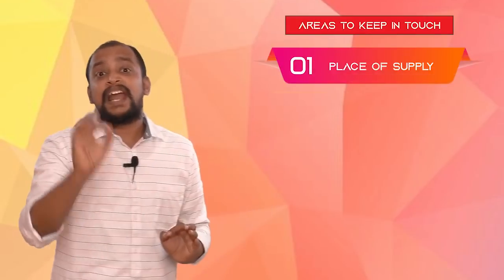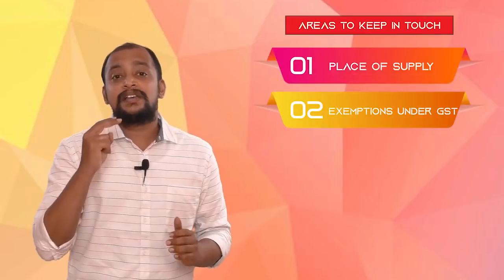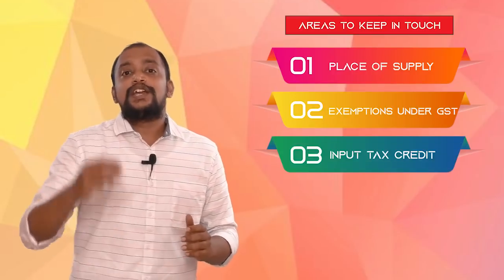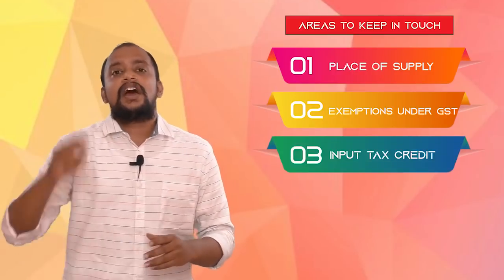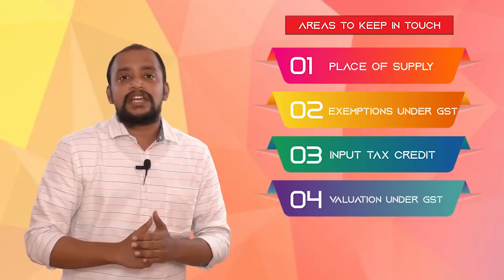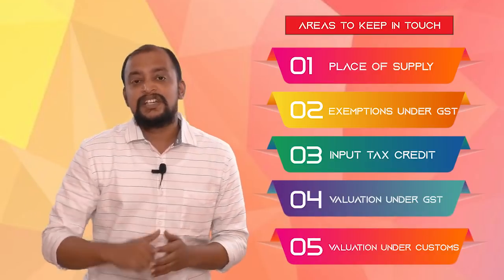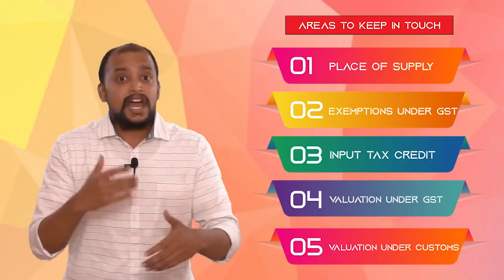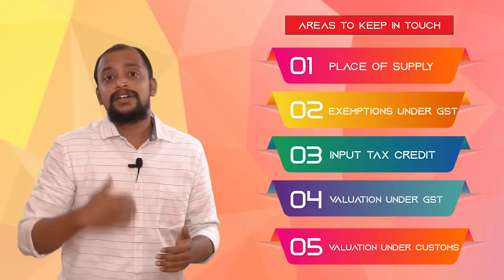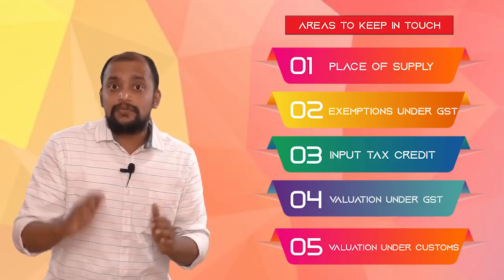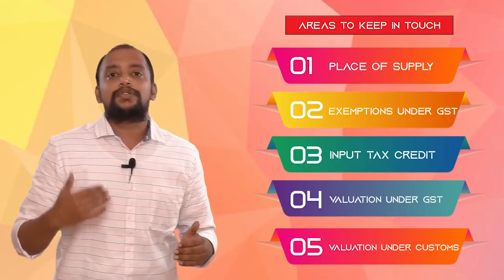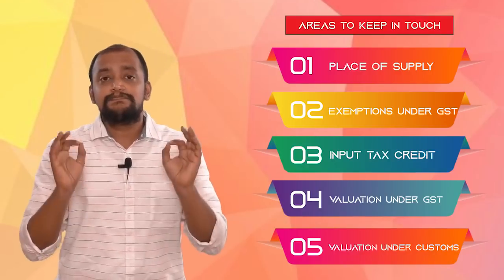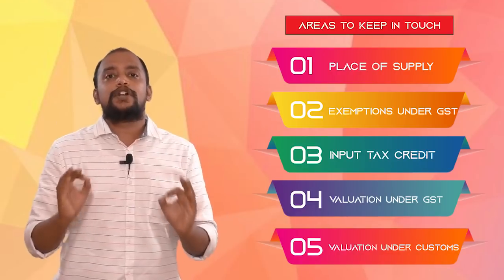That's the best way to be in touch with the subject, and then keep on revising a few concepts like number 1, place of supply. Number 2, exemptions under GST. Number 3, input tax credit under GST. Number 4, valuation under GST. Number 5, valuation under customs. These are the areas which are tricky and we keep on forgetting. So these 5 areas you keep on revising. That will be sufficient, and thereafter you can go to the other areas. Just be in touch with the subject. That's all you can do.